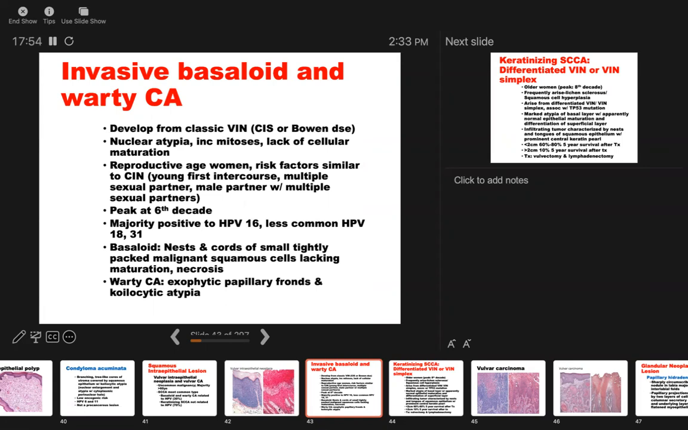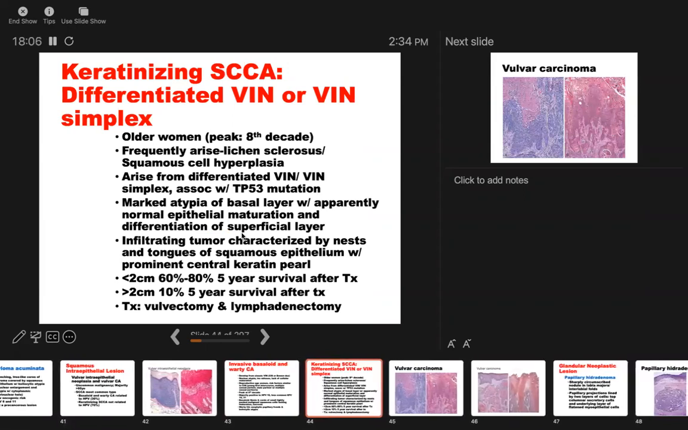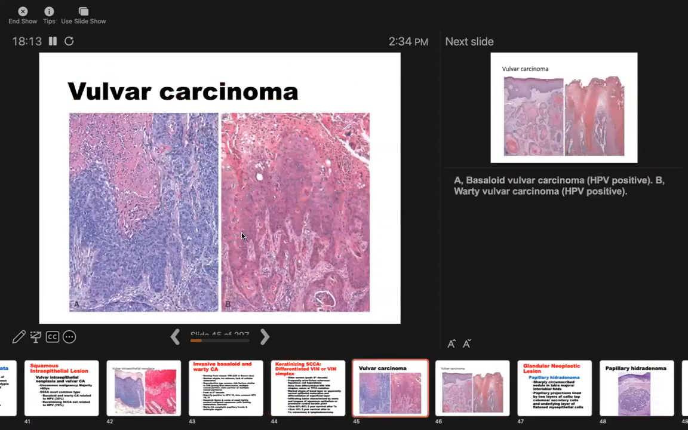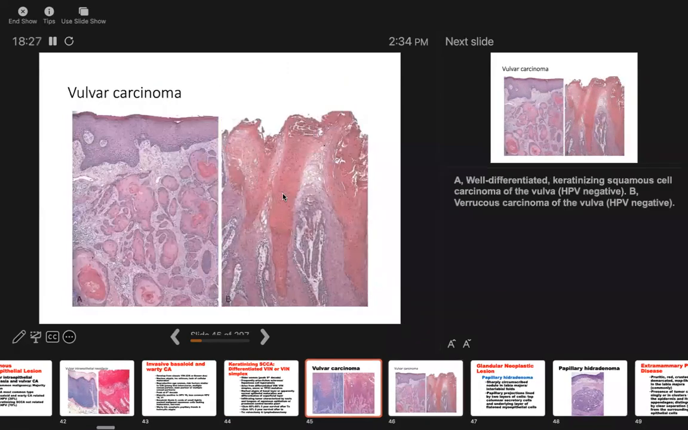Usually, it will give you two patterns. One is what you call the basaloid pattern, and the other one is what you call the warty pattern. Now, these images are showing you, again, examples of the two tumors. So this is an example of basaloid vulvar carcinoma appearing as basophilic, and this is an example of a warty vulvar carcinoma, both of which are HPV positive.